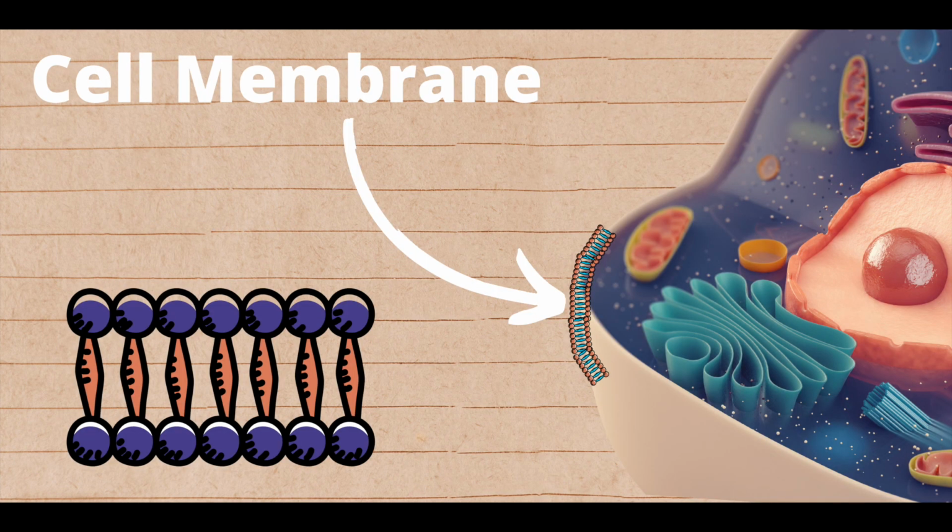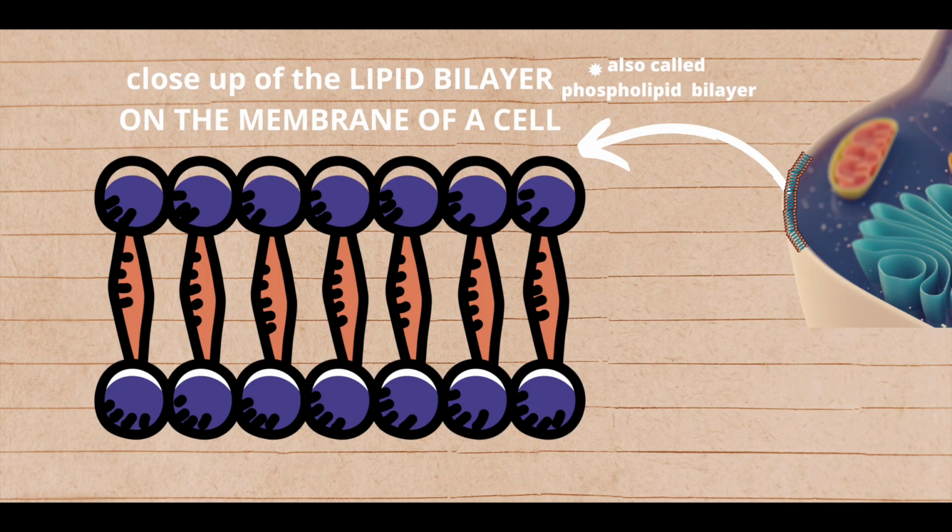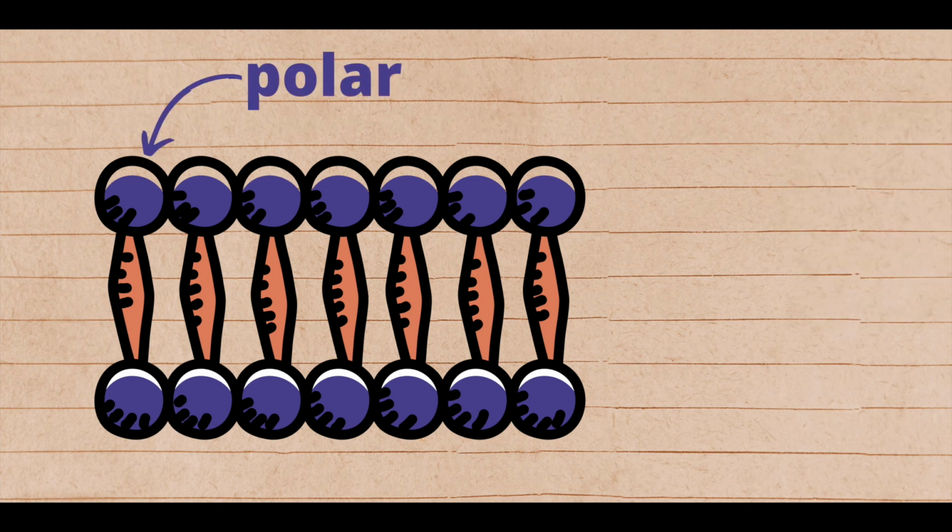So next we have our cell membrane or our cell wall, and it's composed of this phospholipid bilayer. Bi meaning two, so it's two layers or double layers of phospholipids. In our phospholipid bilayer, we have a polar side and a non-polar side. The heads are polar, meaning that they are able to interact with water. They are water loving. Water loving is called hydrophilic.